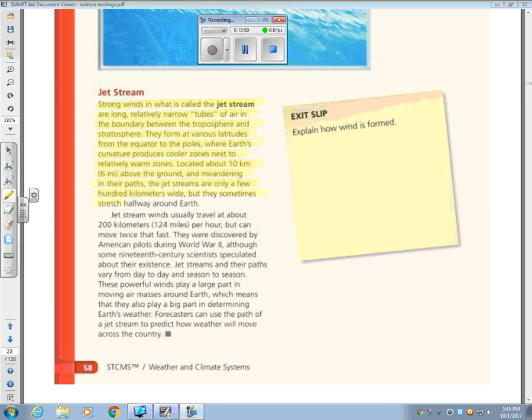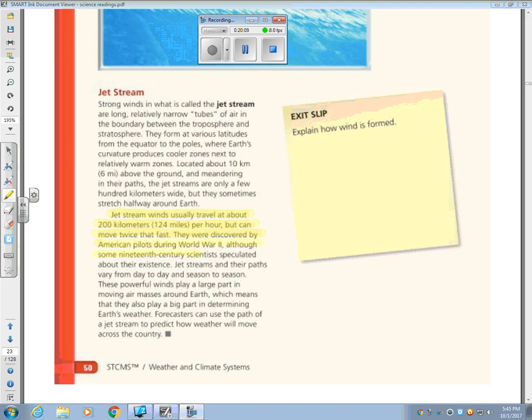Jet stream winds usually travel at about 200 kilometers, 124 miles, per hour, but can move twice that fast. They were discovered by American pilots during World War II, although some 19th century scientists speculated about their existence.